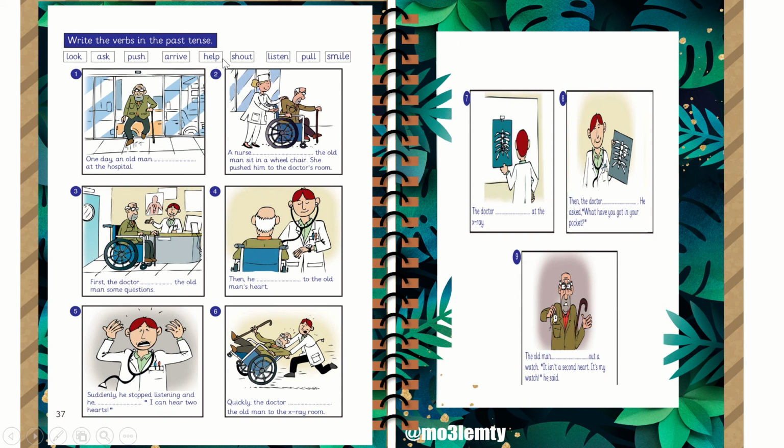Help, helped. Shout, shouted. Listen, listened. Pull, pulled. Smile, smiled. Okay, we will add ed with these verbs. Okay, now we know the past tense, but how can we match it with the picture? We have to understand the meaning of these verbs.